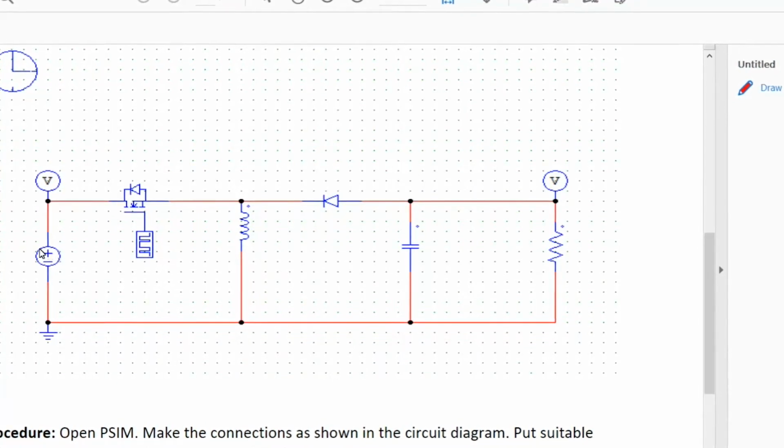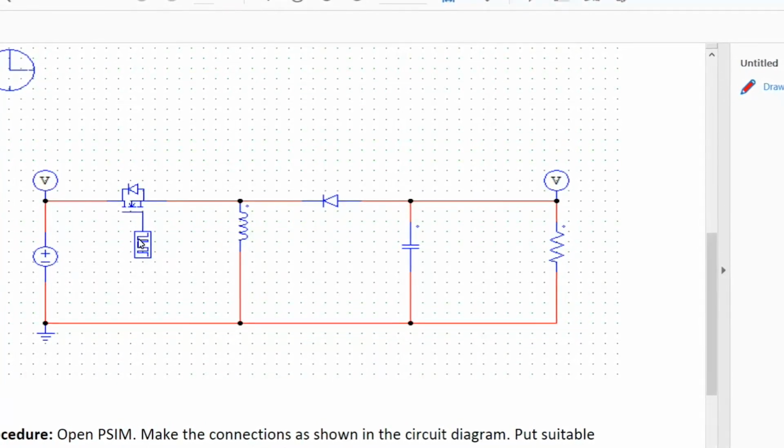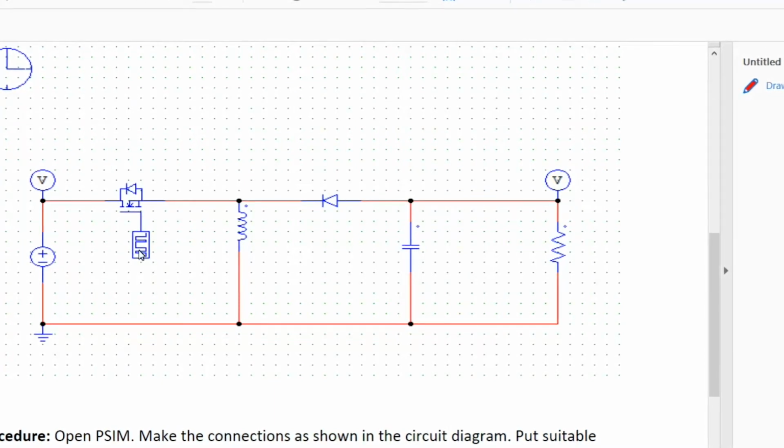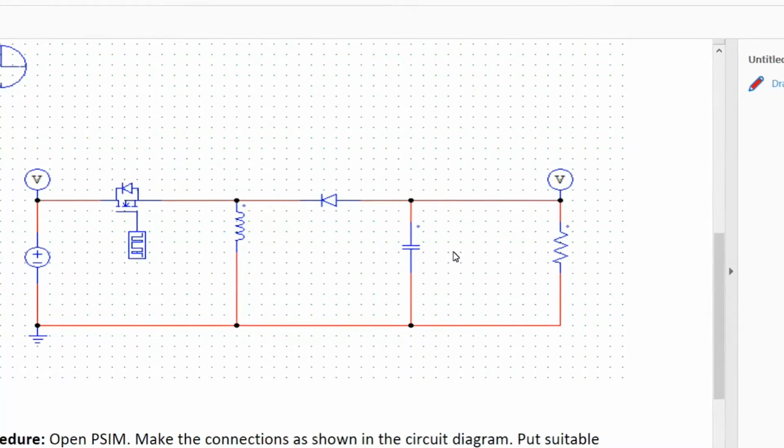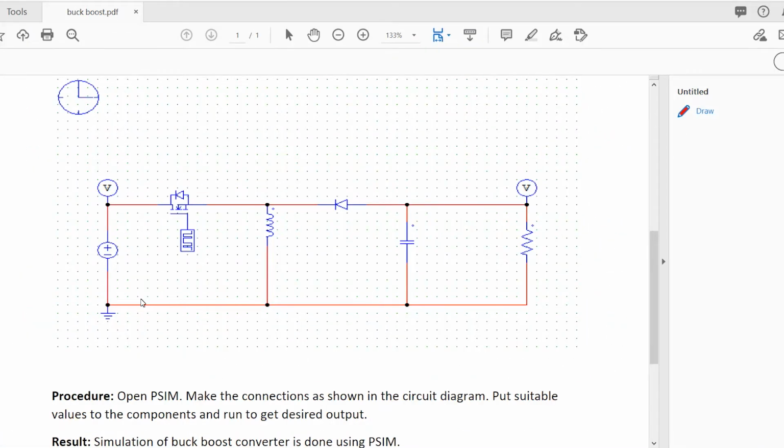So we have the supply voltage here, a DC supply voltage, and a MOSFET here with a gating block. And we have an inductor, a diode, a capacitor, and a resistive load. Okay. So before we discuss the operation, we should first know that this buck-boost converter is a DC to DC converter where the polarity of the output voltage will be opposite to the supply voltage.